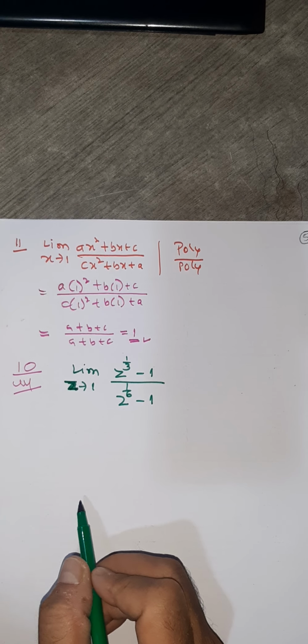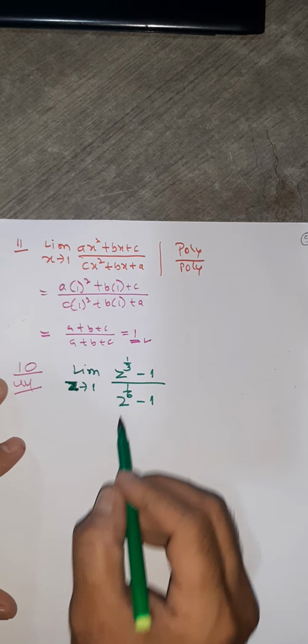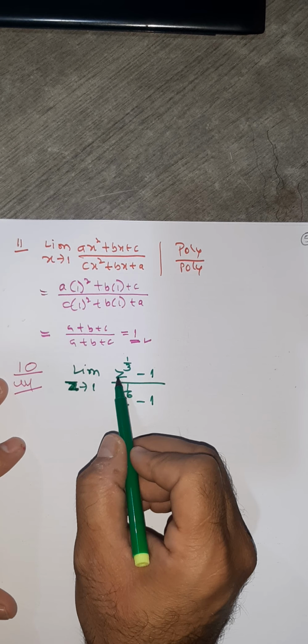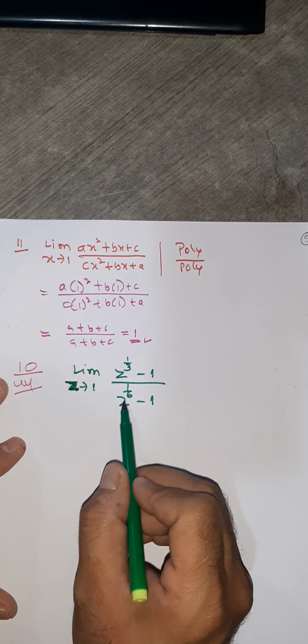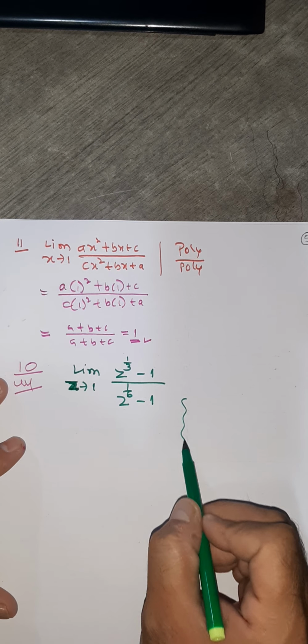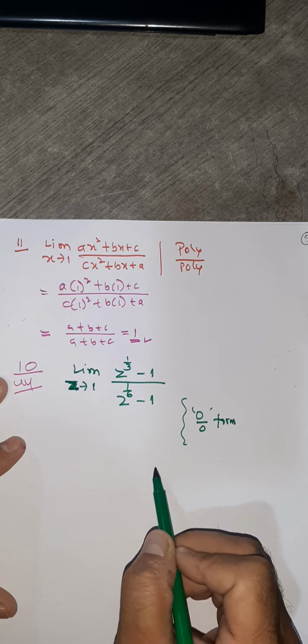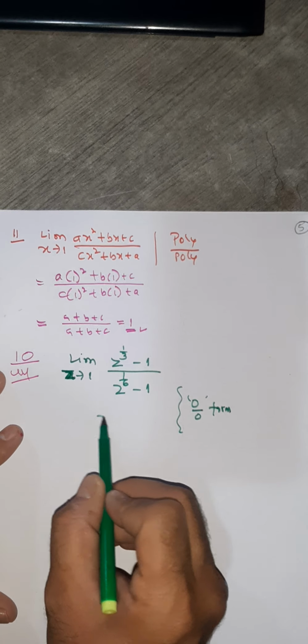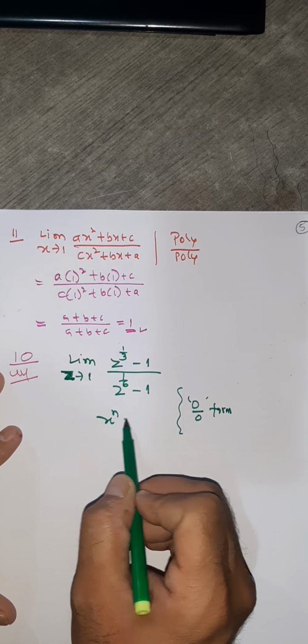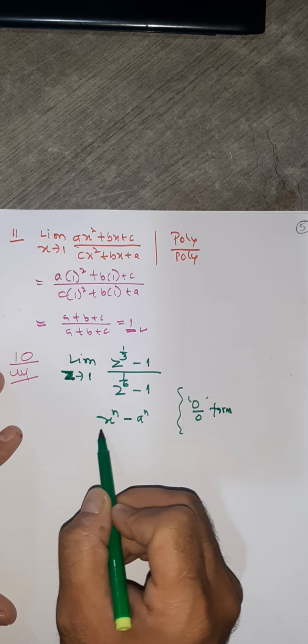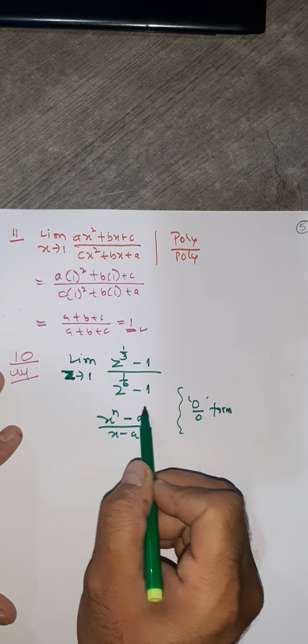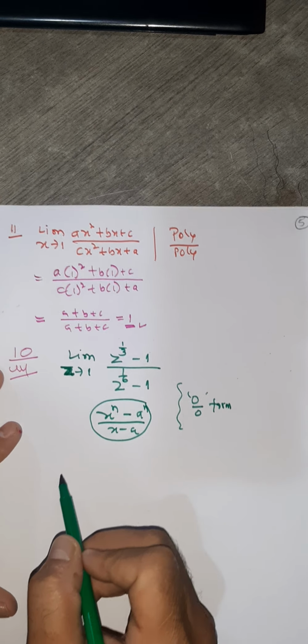Can we apply the limit directly? Dekho. If I apply the limit, 1 raised to anything is 1. 1 minus 1, 0. 1 raised to anything is 1. 1 minus 1 is 0. So you are getting 0 by 0 form. Now which formula do we have in our mind? This formula: x raised to n minus a raised to n upon x minus a. This is what we have in our mind once we see this question.